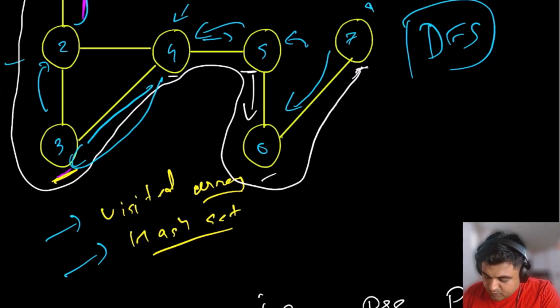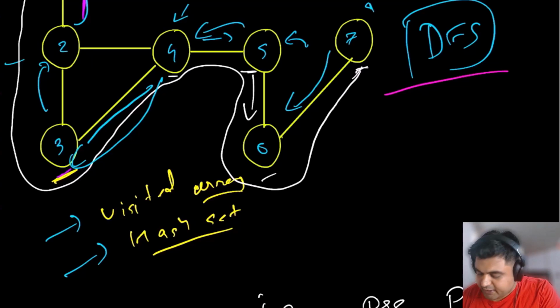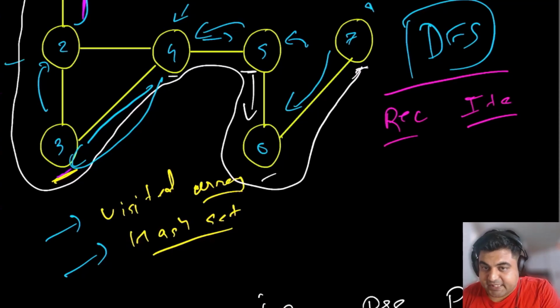Now let's see what the different ways are to iterate over in depth first search. There are two ways you can do it. You can do it recursively or you can do it iteratively. I'm going to show you both ways before moving on to the solutions.